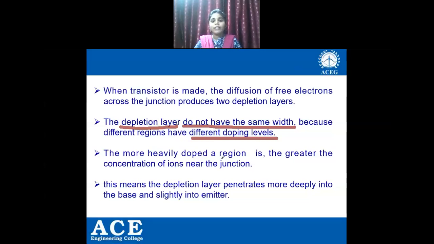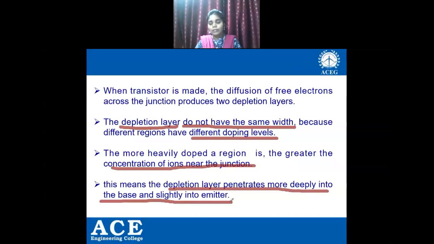The more heavily doped the region is, the greater the concentration of ions near the junction. Yes, as it is doped heavily, electrons are going towards the junction, right? So the ion concentration will be more near the junction. This means the depletion layer penetrates more deeply into the base and slightly into the emitter. Clear?